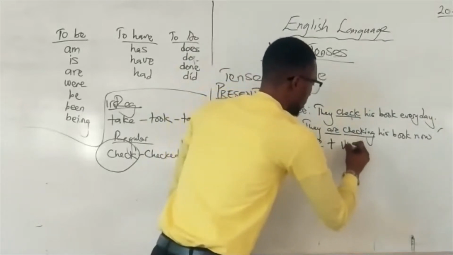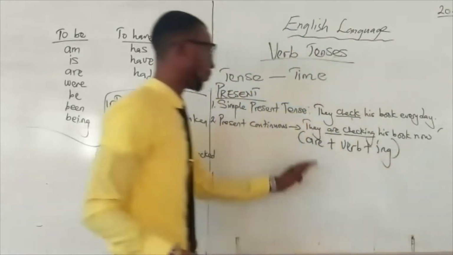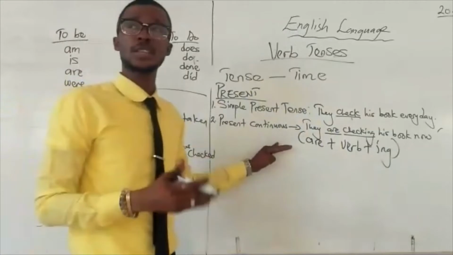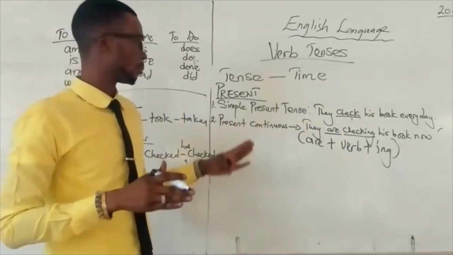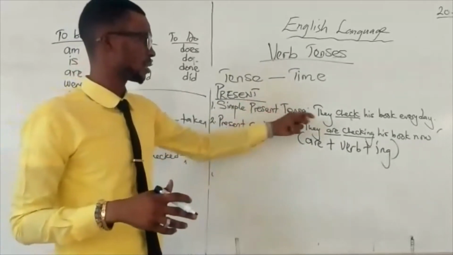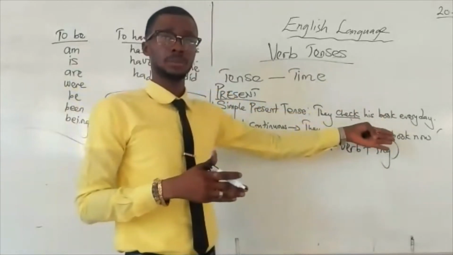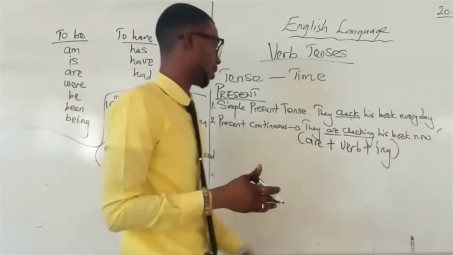To be plus the verb plus ing to the verb to form the present continuous tense. Now this is telling us about an action that is going on while the statement is made. So that's why we use the present continuous tense. And back to the simple present tense, they check his book every day. It talks about a habitual action. They check his book every day.